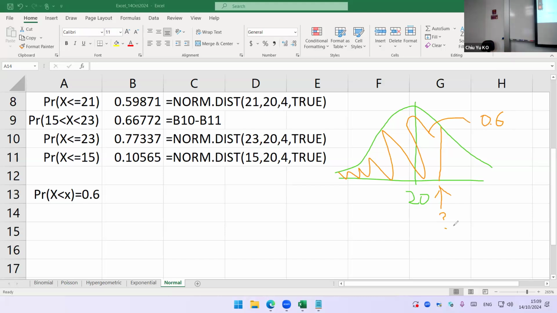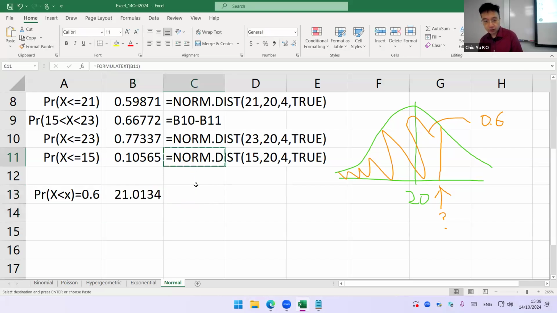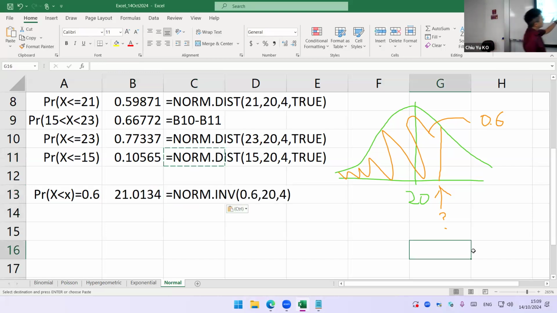Okay. So we will use the very simple norm.inv. The formula will be norm.inv. Probability is 0.6. Okay. Mean is 16. Sorry, mean is 20. Standard deviation is 4. And that's it. So it tells me that this number is 21. Okay. 21, left hand side is 0.6. Okay. Is that okay? So this, we will often ask this again. Okay, you will notice. Is that okay?